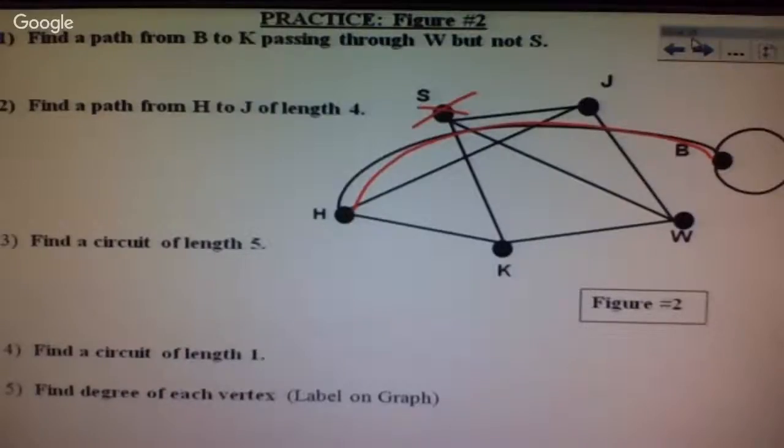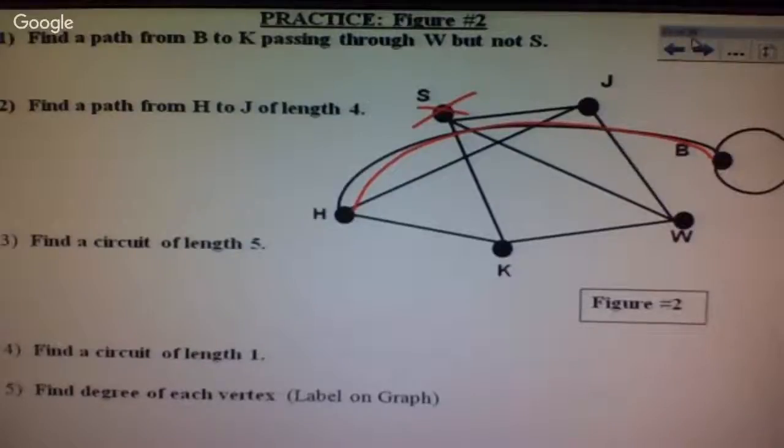It says a circuit, so if you start at B, you have to somehow get back to B. Remember what a circuit means versus a path. So make sure you're paying attention to that. Same thing with number 3.